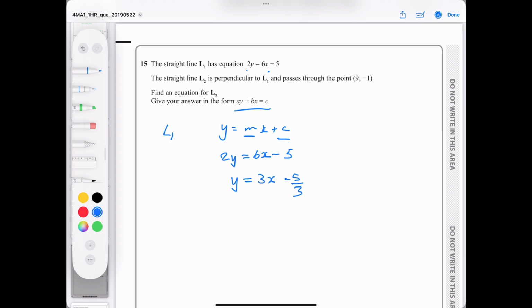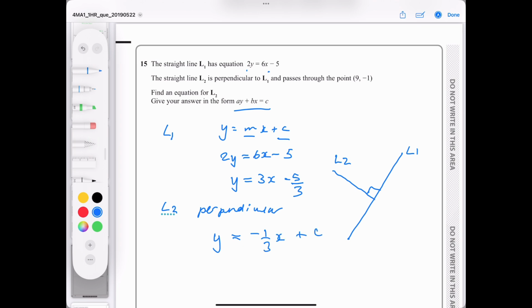Now, L2 is perpendicular. If something is perpendicular, it's at a T shape. So this one here goes like that, and L2 is going to be coming in like that. So this is L1, and this is L2. So a right angle means the gradient of L2 is the negative reciprocal of 3. So that means L2 is y equals minus a third x plus c.